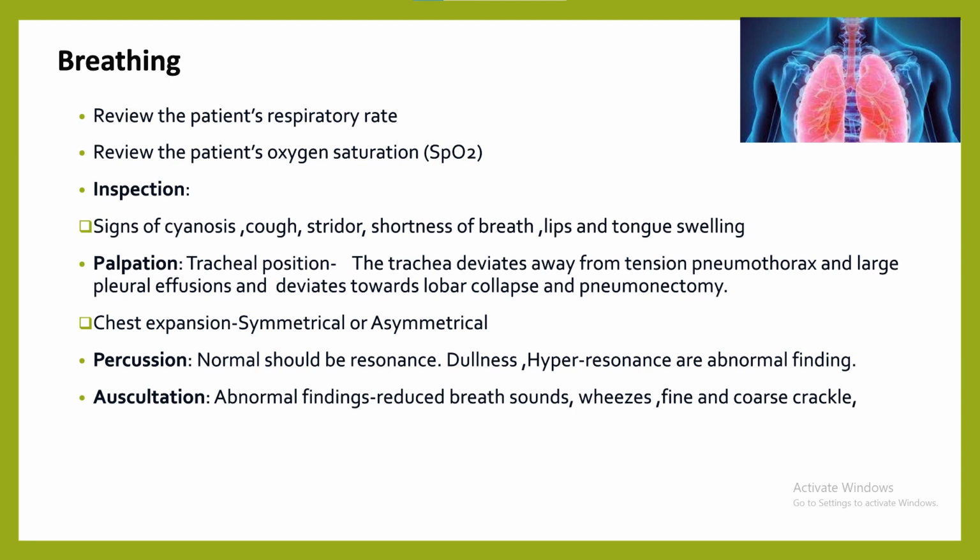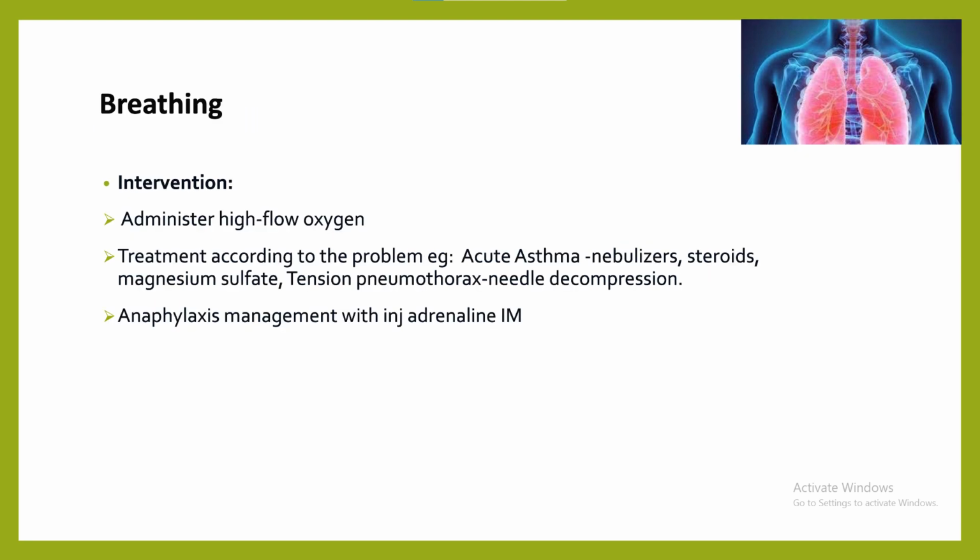pneumonectomy. Check chest expansion, symmetrical or asymmetrical. Percussion: normal should be resonance; dullness and hyperresonance are abnormal findings. Auscultation abnormal findings: reduced breath sounds, wheezes, fine and coarse crackles. Intervention. Administer high-flow oxygen and treat according to the problem, for example, acute asthma: nebulizers, steroids, magnesium sulfate; tension pneumothorax: needle decompression. Anaphylaxis management with adrenaline IM.